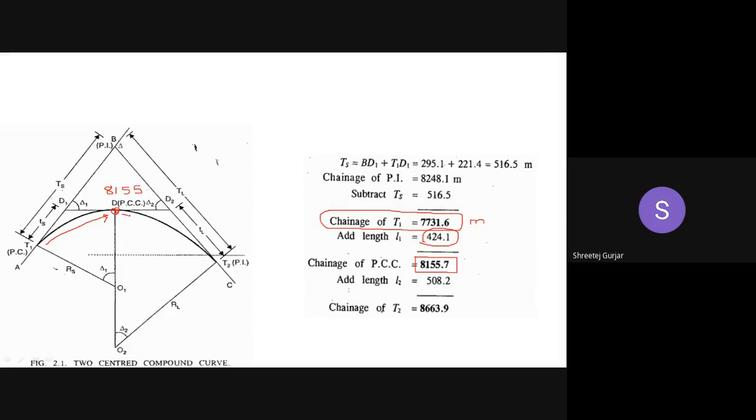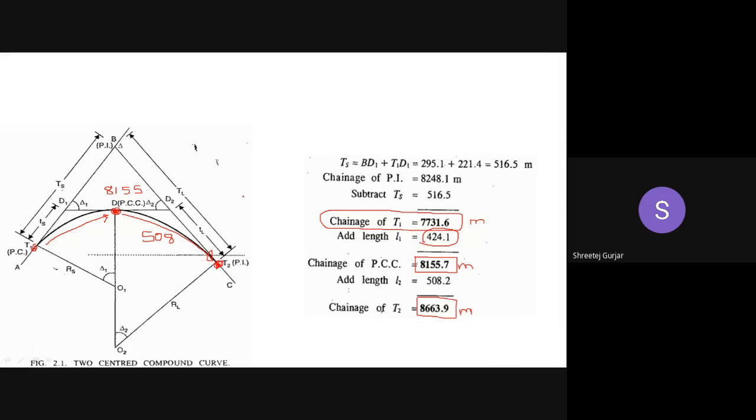To this chainage, if you add the length of the longer curve, which is 508 meters, we get the chainage of point T2, that is 8663 meters. All of these are in meters. So this is how you can calculate the chainage of point T1, the chainage of point PCC, that is the point of compound curve, and the chainage of point T2.